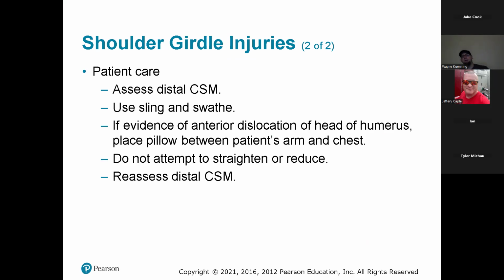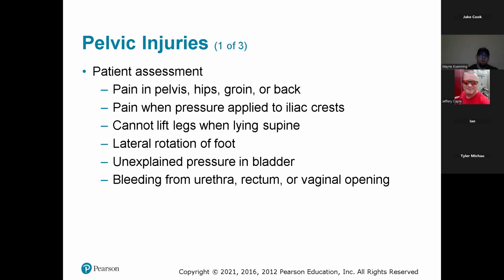If there is evidence of an anterior dislocation of the head of the humerus, place a pillow between the patient's arm and chest. Don't attempt to straighten or reduce. That can cause severe vascular injury.